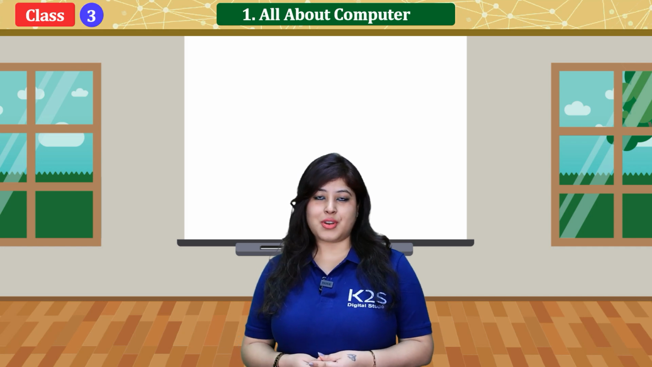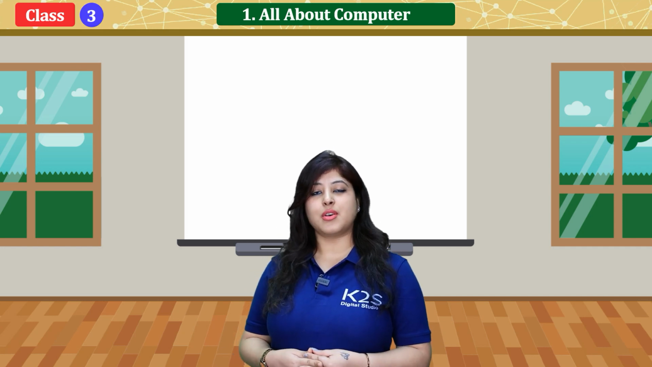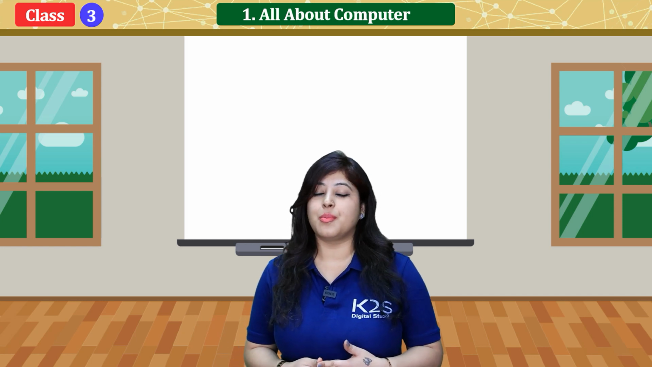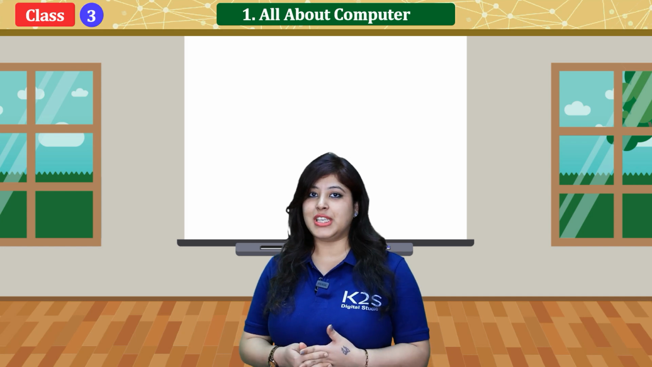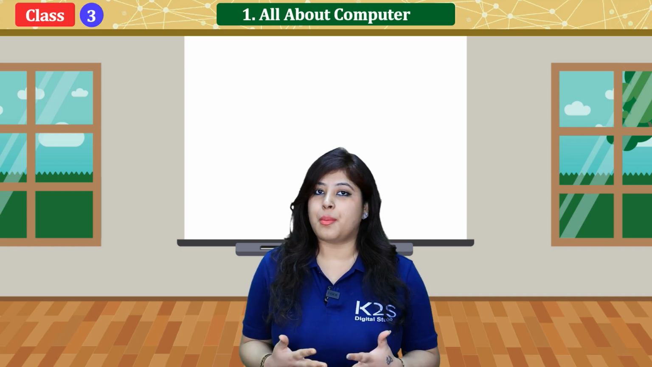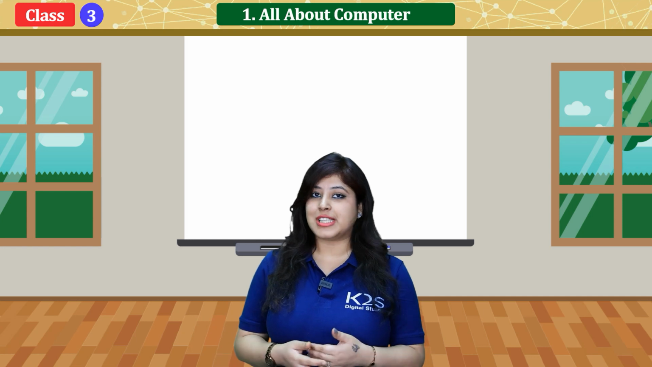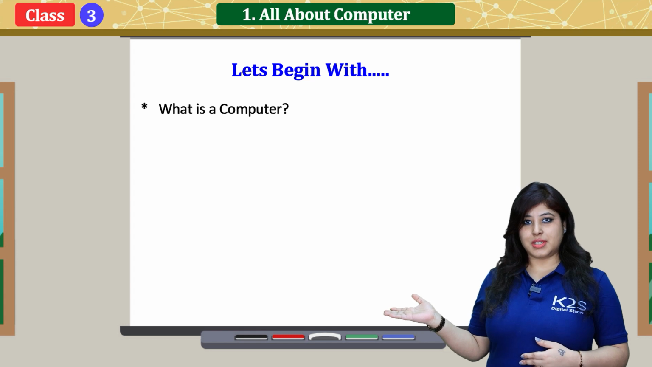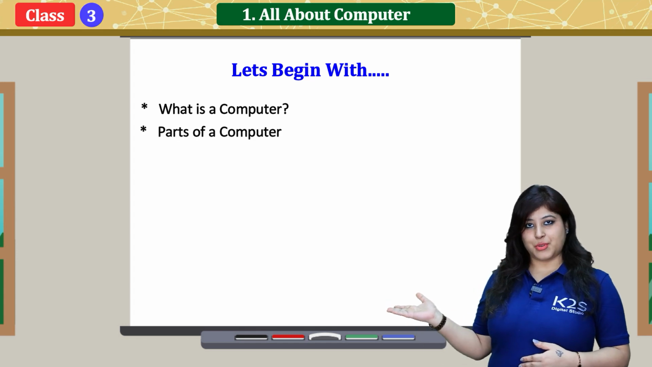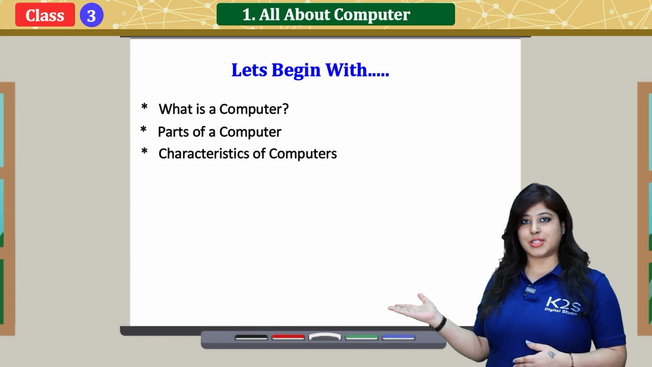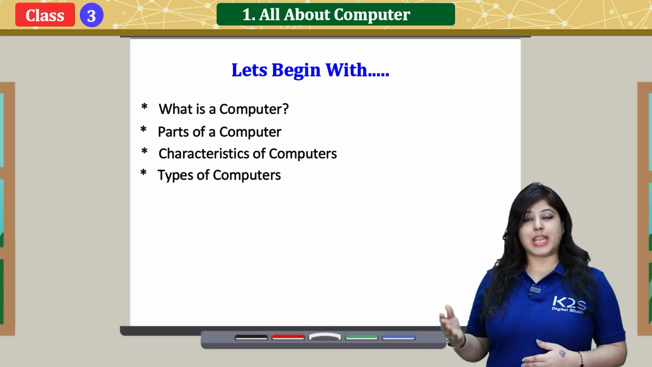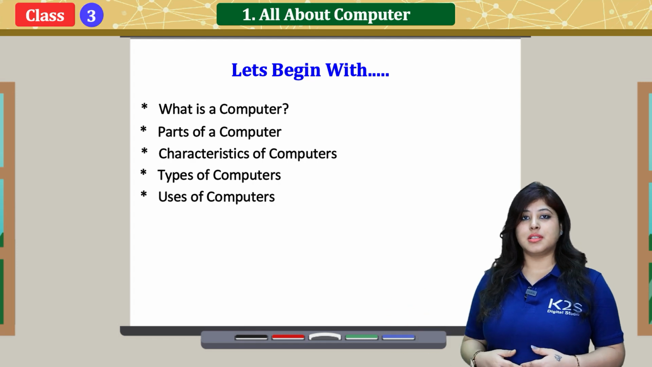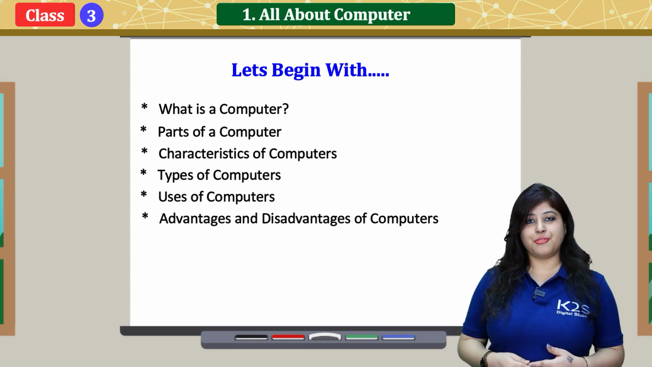All of you take out your book, open your chapter number 1, that is all about computer. So, students, what is computer? We all know computer is an electronic machine. So, we do so many things on computers. It has so many uses. We'll see in this chapter. Let's begin with what is computer? Parts of a computer, characteristics of computer, types of computer, uses of computer, advantages and disadvantages of computer.